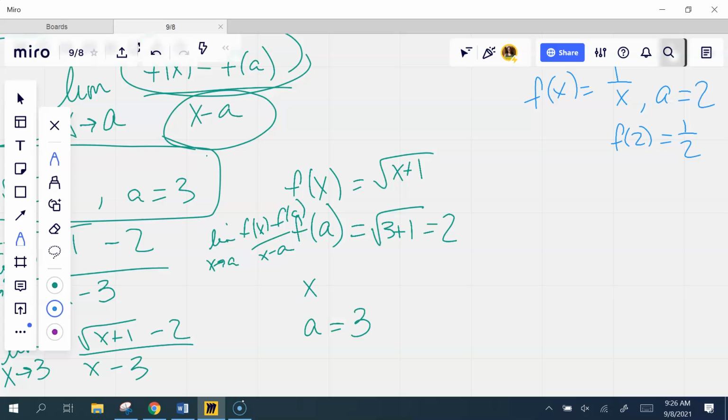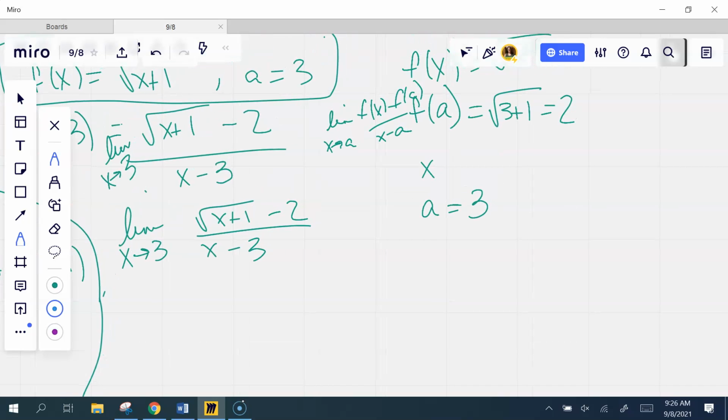We do manipulation. Yes, we're going to have to do some manipulation here. The only thing I see I can do, and most of the time when you see a radical, we're going to start multiplying by conjugates. I'm thinking if I multiply the top here by the square root of x plus 1 plus 2.